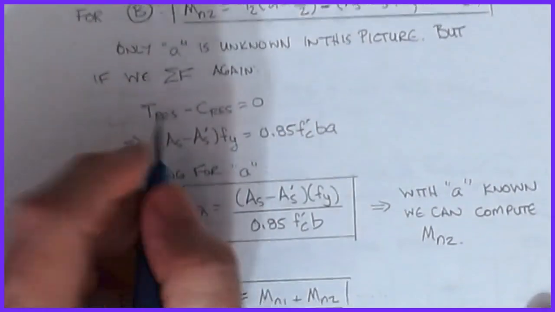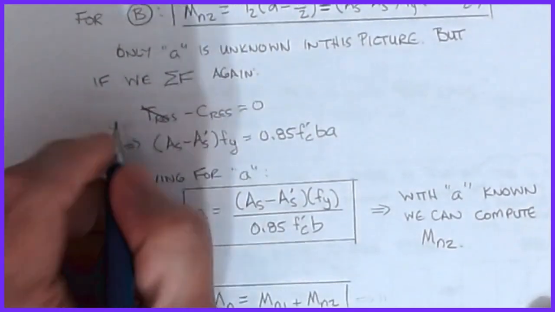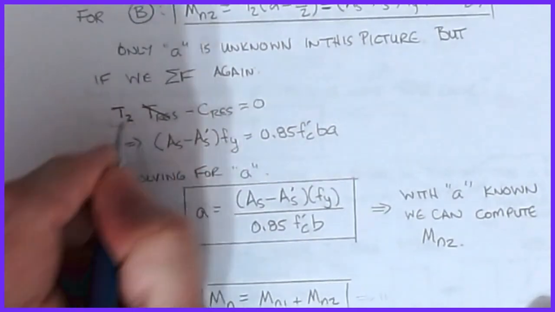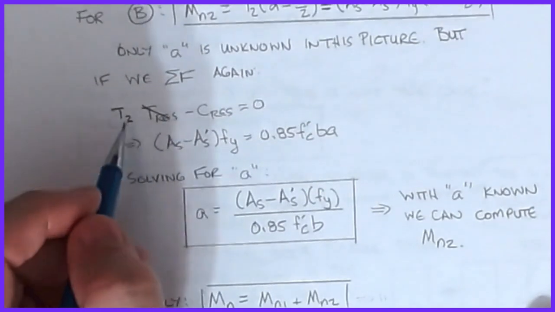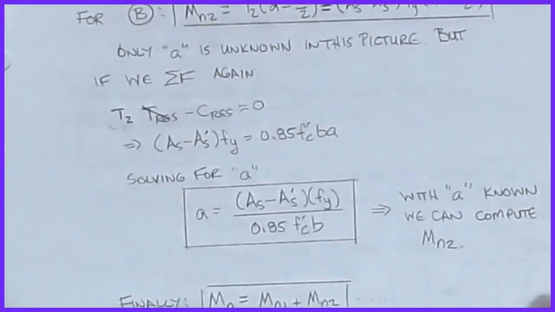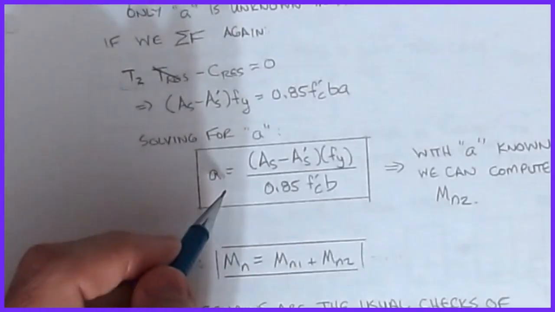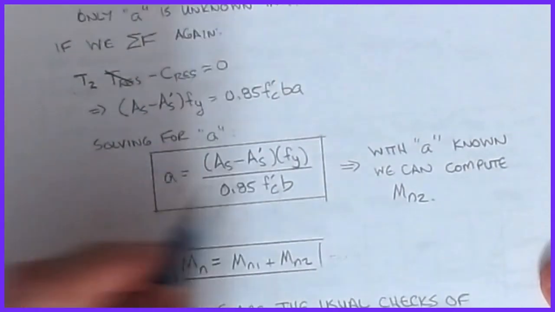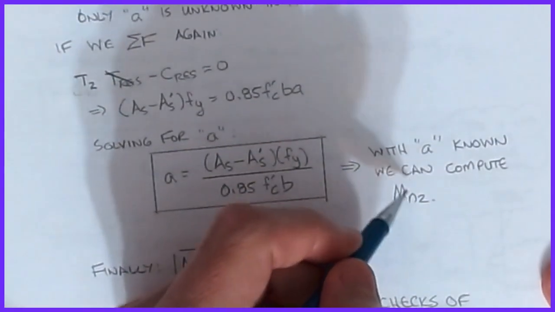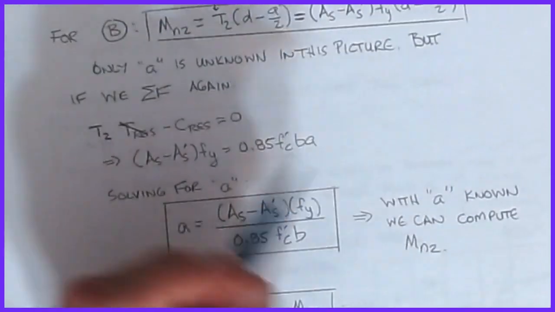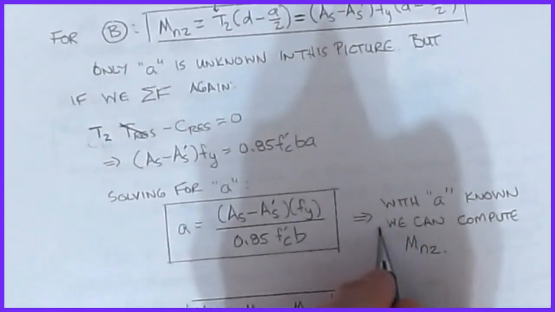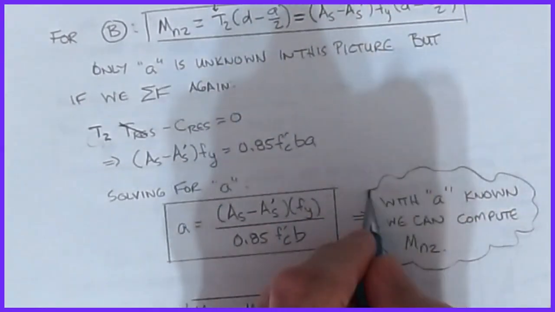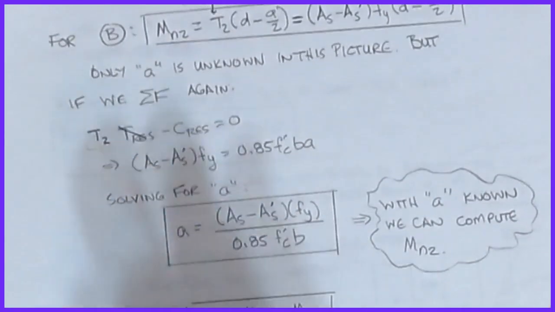I call this T-res. This is actually T2 minus C-res. It was T-res when we did the singly reinforced, but this T2 is the second diagram over in B. And so I can solve for A. Now with A known from that equation, I can then throw it back up into the moment equation, and I can calculate that nominal moment Mn2. So this is the step that we're looking to do, and that will get me my nominal moment for it, if everything yields.